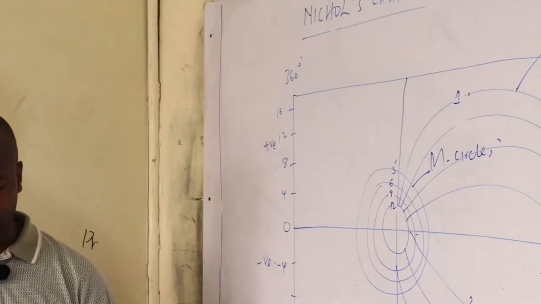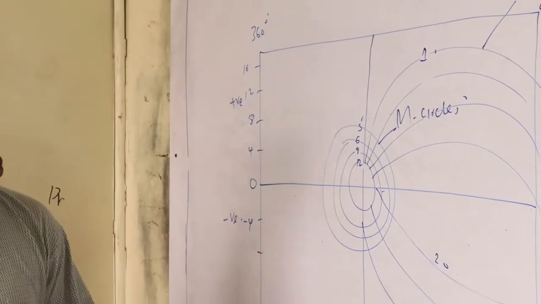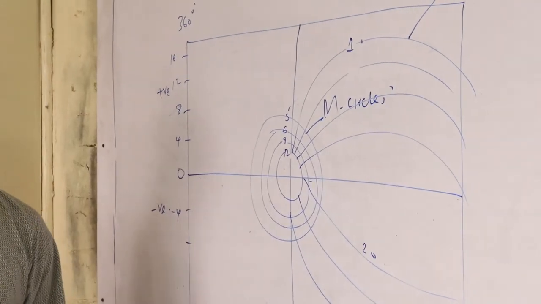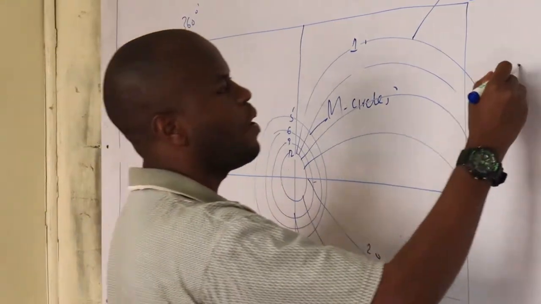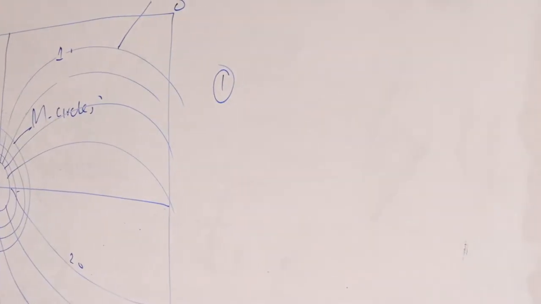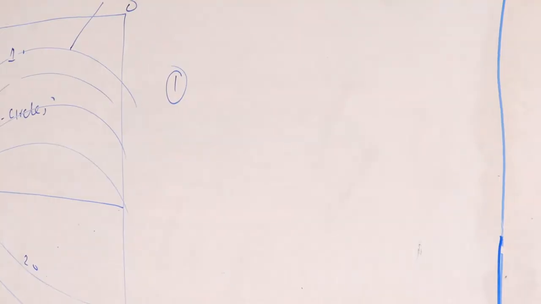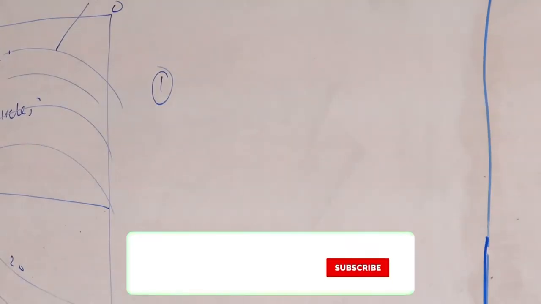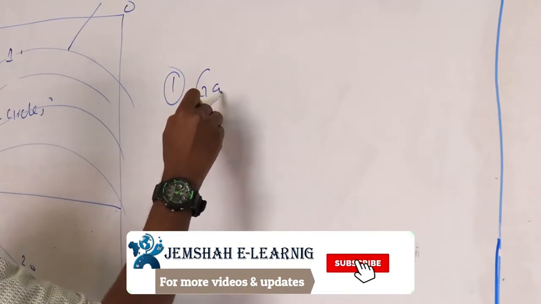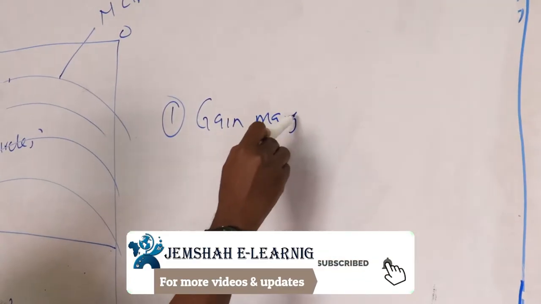So before we look at an example, maybe you can note what we are going to do in order to get this. The first one, number one, how do we get what is referred to as the gain margin? How do we get the gain margin?